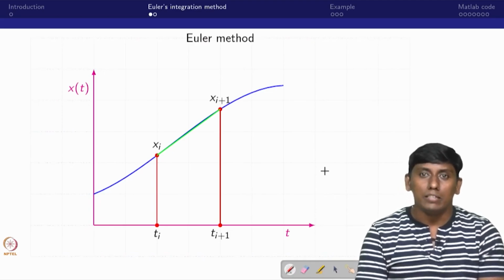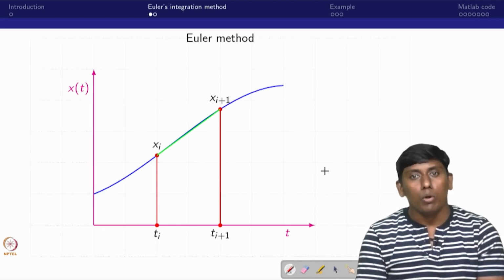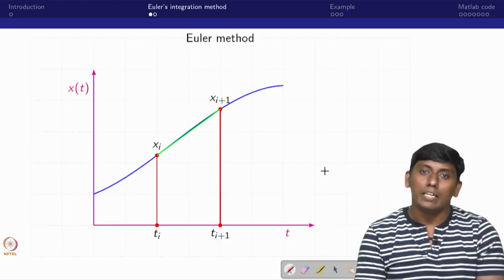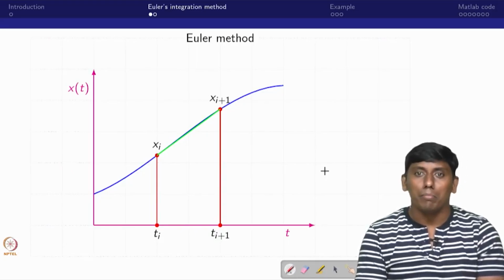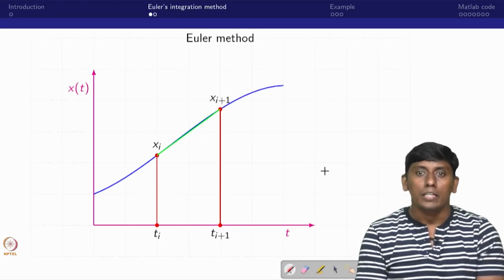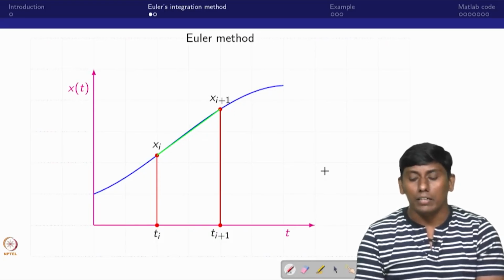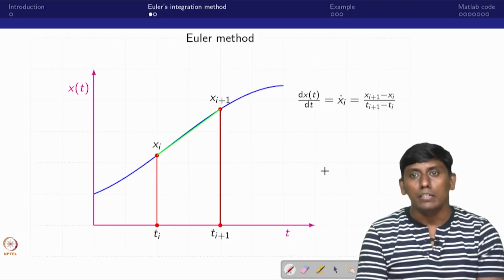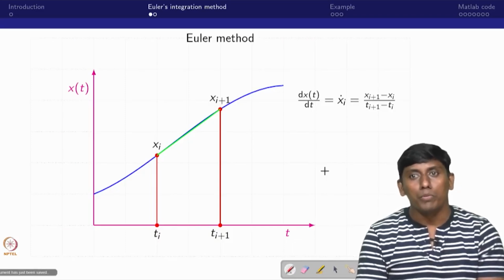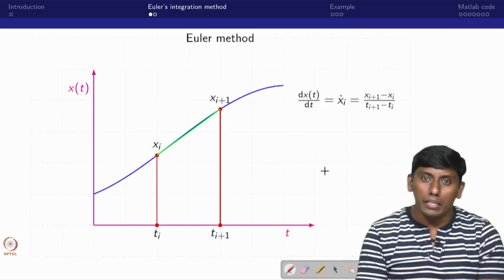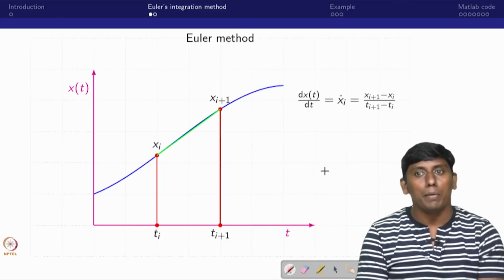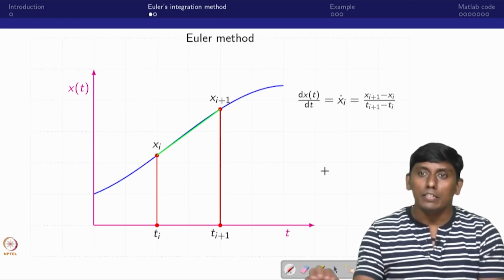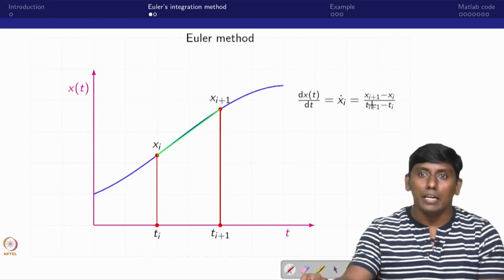Now if we see the straight line, what would be the slope? The slope would be x dot of i. How can I write x dot of i? It is xi plus 1 minus xi, whole divided by ti plus 1 minus ti. This is the way we can write it. Based on the slope, one can easily find that if I know x of i and x dot of i, and I know the time step I am going to consider, then I can find xi plus 1. So this equation I have written, I can rewrite.